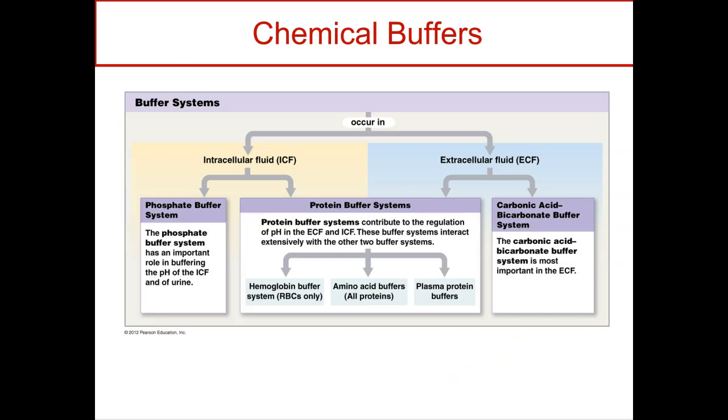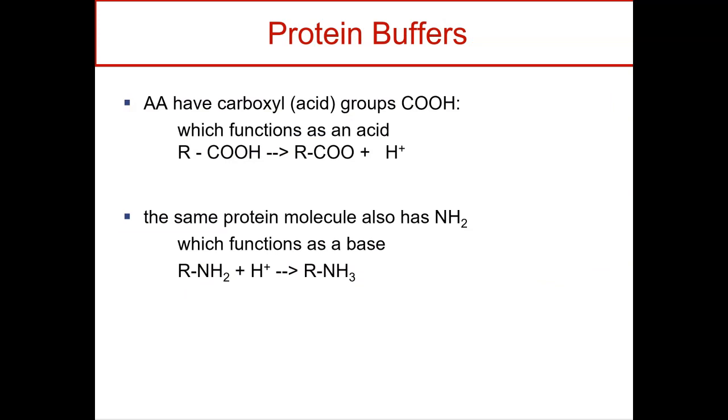When we look at the chemical buffers, we'll be looking at three. We have the protein buffer systems. We have two chemical buffers we're learning: the sodium bicarb, which is carbonic acid and bicarb, and phosphate. If we look at the proteins first, there are two pieces to the protein buffers.